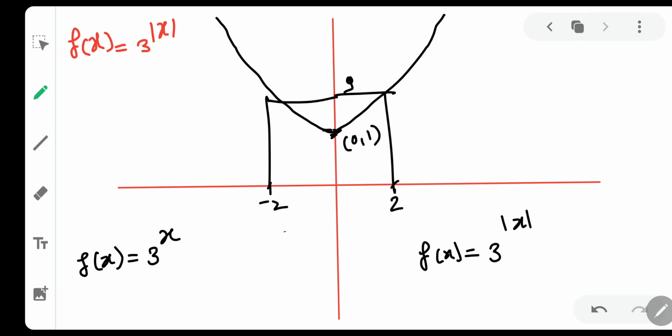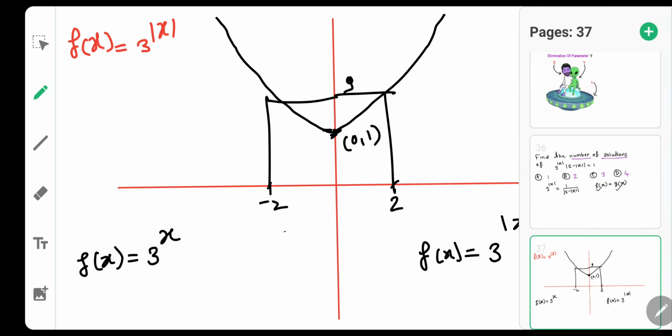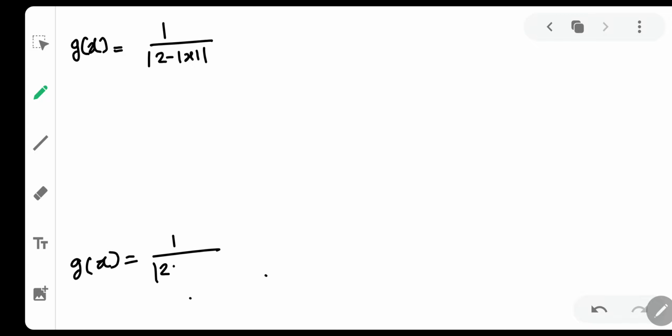So basically we have made the graph of 3 raised to |x|, which was the easier part of the question. Now comes the actual interesting part, which is making the graph of g(x). Now g(x) is pretty interesting, as it is 1 upon |2 - |x||. I have already told you that whenever you are making the graph of |x|, just forget the values of x on the negative side. So I will plot the graph of g(x) as 1 upon |2 - x| for positive x, and the same graph will be copied for negative.